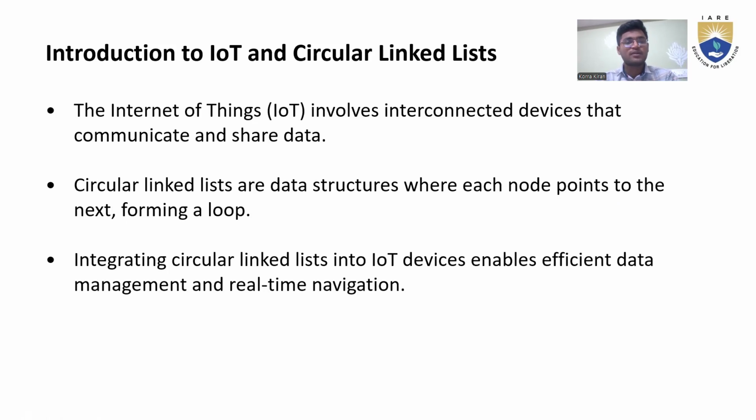Here, IoT means nothing but Internet of Things. That is the short form we can call IoT. And the introduction: nowadays we can observe that we are using IoT for communication and exchanging information. That is one thing. At the same time, a circular linked list is a data structure. The definition of a circular linked list is that each node points onward, forming a loop. It's called a circular linked list. It is a type of list, different from a single linked list and a double linked list. The third one is circular.